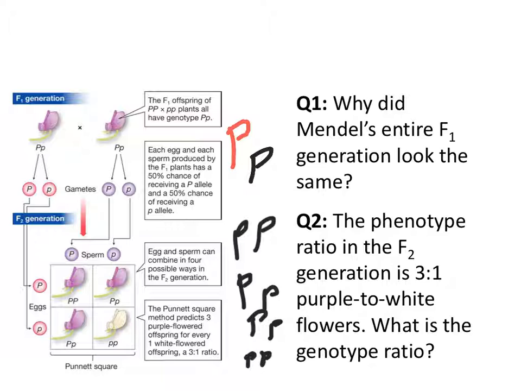So we either have P, homozygous dominant, P, little p, heterozygous, but still purple, again, heterozygous, still purple, and then finally, white, little p.